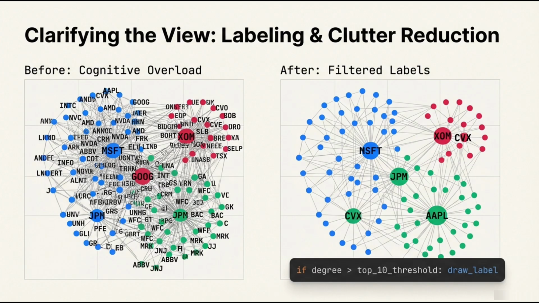More labels do not necessarily mean more understanding. In fact, too many labels can hide the very topology we want students to see. So good network visualization involves selective emphasis. We label the structurally important nodes and allow the broader shape of the network to remain visible.